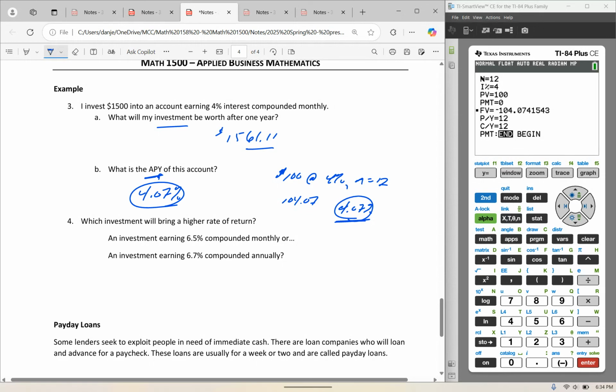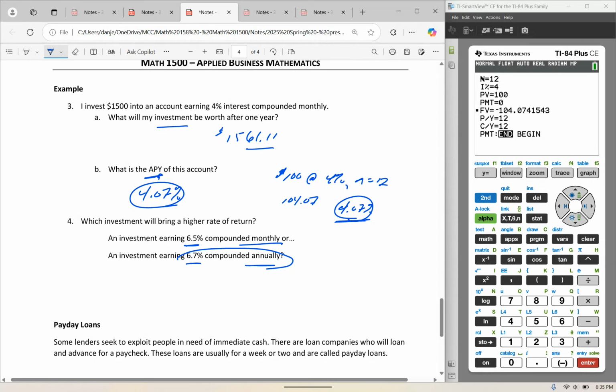I didn't only earn 4% interest. I earned an extra 7 cents because that's interest on the previously earned interest during that month. So there's a little bit of a difference between APR and APY. Okay. So if we look at example 4, what's the difference between 6.5% compounded monthly or 6.7% compounded annually?